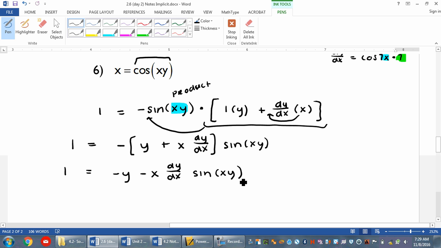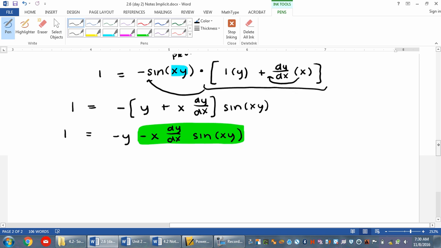Again, what you're going to do is collect all the terms that have dy over dx in them. If you notice, this is the whole thing that has dy over dx to it. This negative y doesn't have dy over dx attached to it, and this 1 either. So we're going to get this dy over dx over to the left and move the 1 to the right. So this becomes positive x dy over dx sine of xy equals, the negative y remains the same, and it's minus 1.